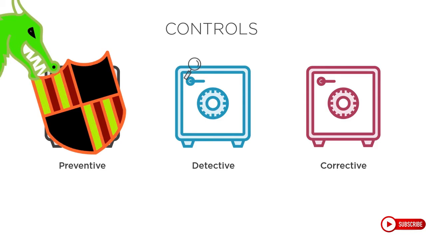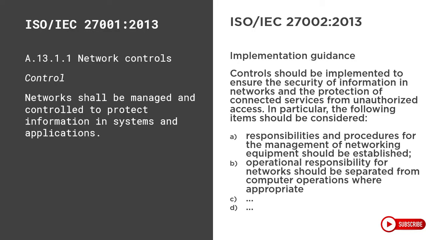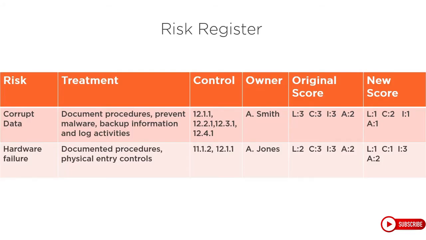Where do the controls come from? Well, the standard, of course. Annex A paired with ISO 27002 gives you a good base for treating the risk impact down to a manageable level. All the treatments then get dumped into a risk register and are assigned an owner to help manage. The risk register will identify the risks, treatment, implemented controls, risk owner, and the original scores, along with the new score after the implementation of the control.